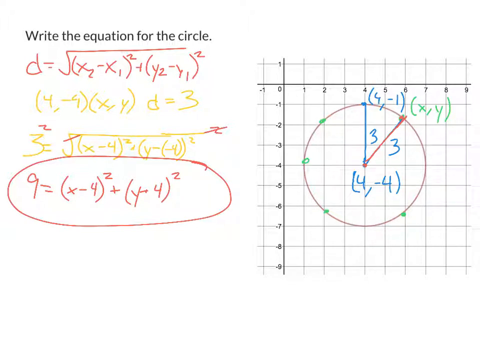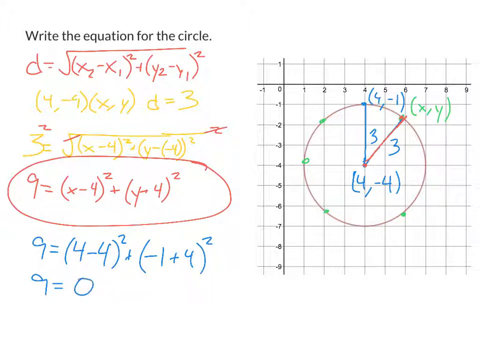If I put it in, we're going to see that 9 equals, my x is 4, so (4 minus 4) squared, plus (negative 1 plus 4) squared. So 9 would equal 4 minus 4 is 0, squared. I'll put that in parentheses still. Plus negative 1 plus 4 is 3, squared. 0 squared is 0. 3 squared is 9, and 0 plus 9 is, of course, 9. So that does indeed work. And like I said, it would work for any point.